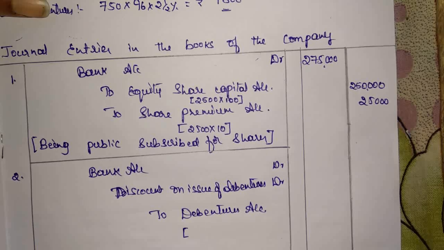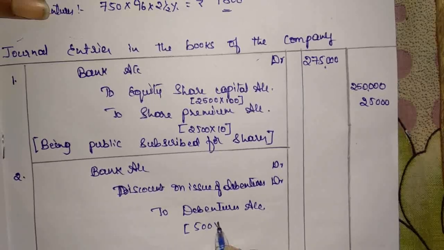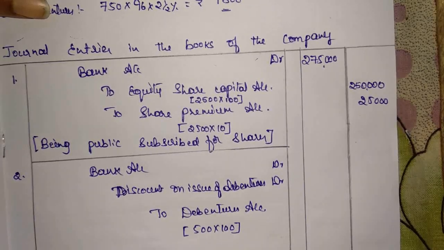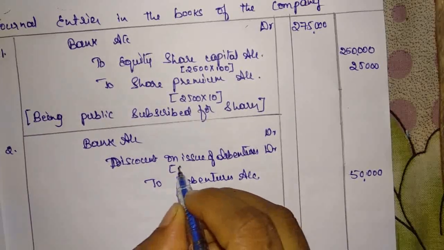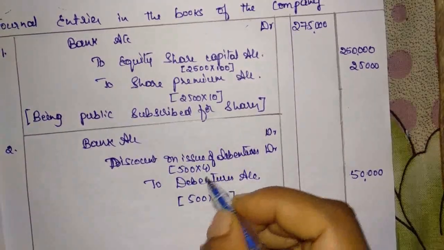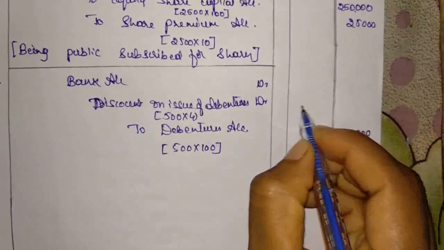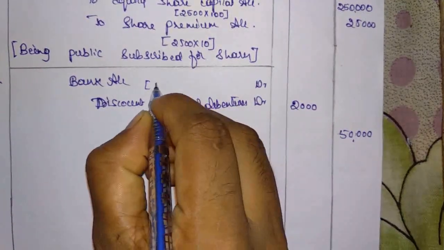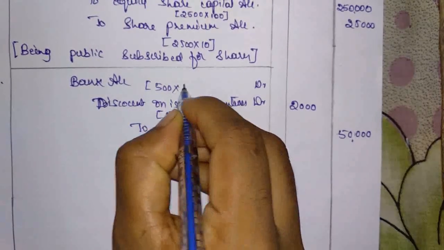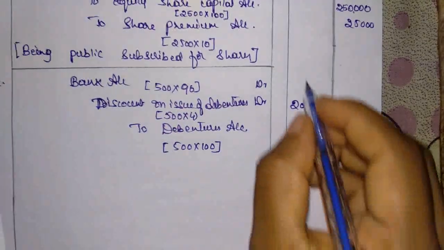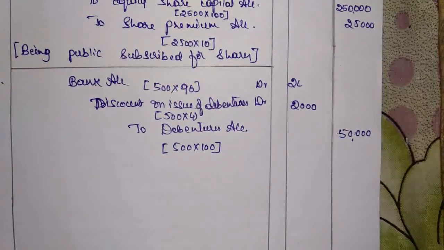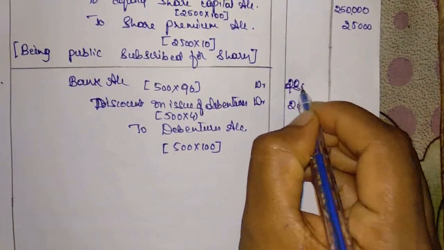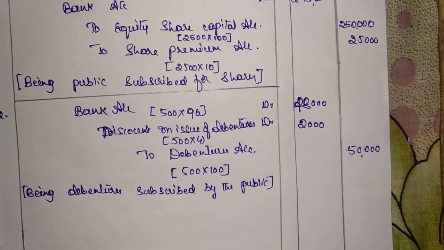Total applications received from public for debenture is 500, and face value of debenture is 100, and discount is 4 rupees. So 500 into 4 is 2,000. And company gets amount, that is 500 into 96, that is 48,000. Being debenture subscribed by the public.